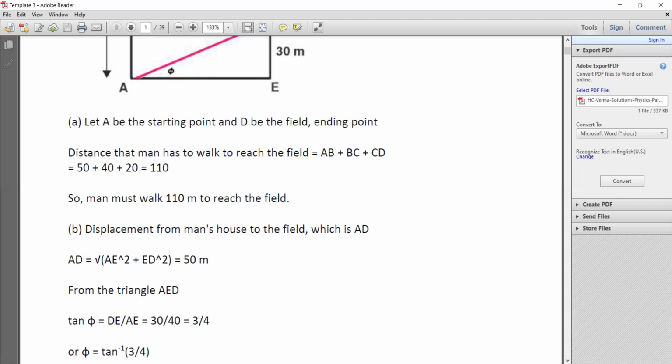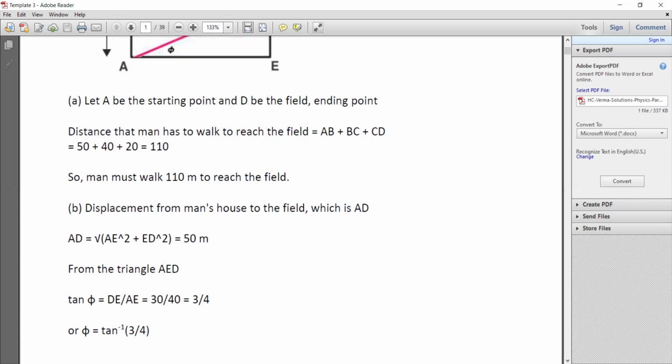B. The displacement from the man's house to the field is AD. Using the Pythagorean theorem, we find that AD equals the square root of AE squared plus ED squared, which equals 50 m. From the triangle AED, we can find the angle phi using the tangent function. Tan phi equals DE/AE equals 30/40 equals 3/4. Therefore, phi equals tan inverse of 3/4.